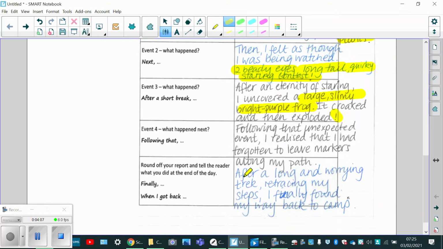However, my last paragraph here in blue, I've put after a long and worrying trek, retracing my steps, I finally found my way back to camp. Now I would of course continue to put a lot more detail in when I come to write my log. So these are just reminders for me of my main events and things that I want to include. I hope that makes sense for you and that you can do something similar.